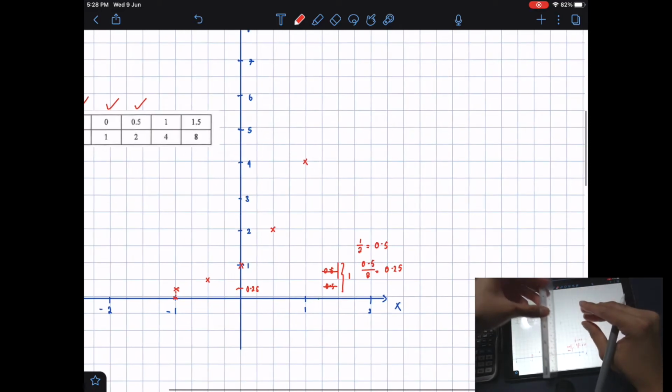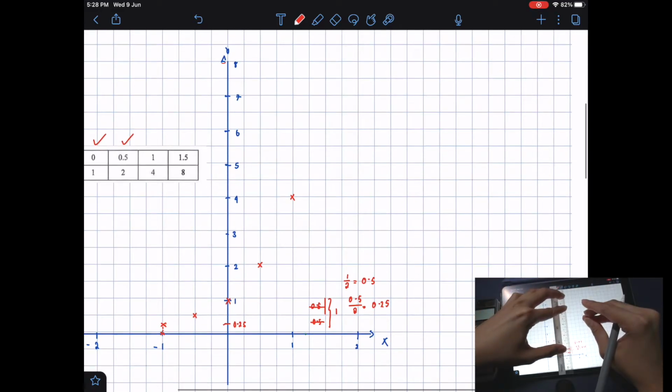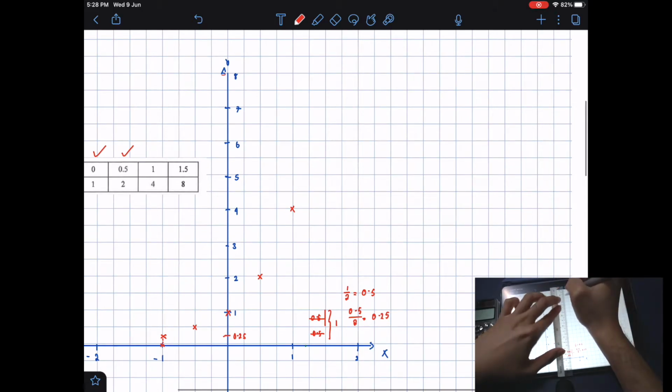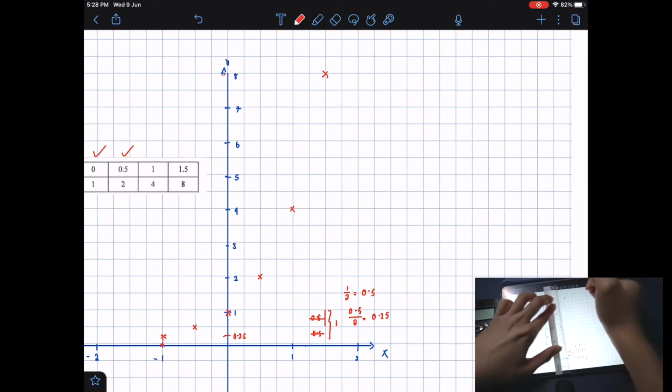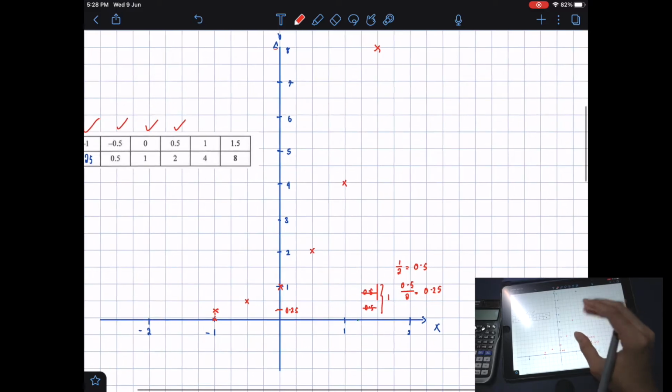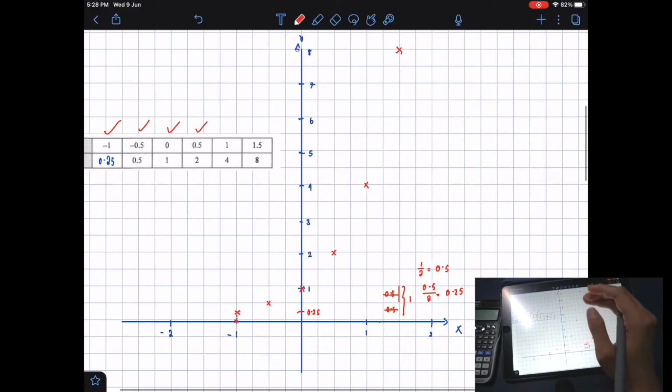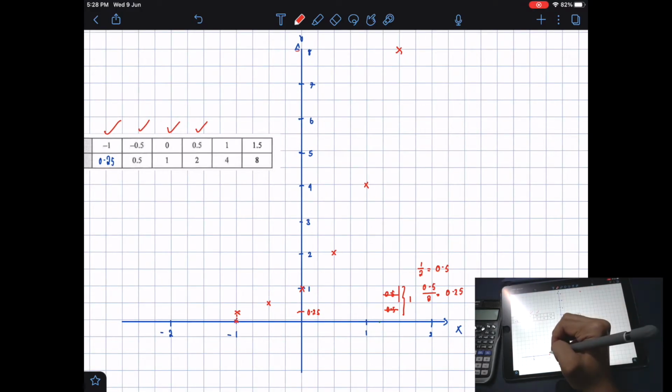So I'll bring out my handy ruler for this 1.5. So x is 1.5 and x is 8. So it'll be here. And what I have to do for the next step is to join up all of these coordinates. So simply just join them up.